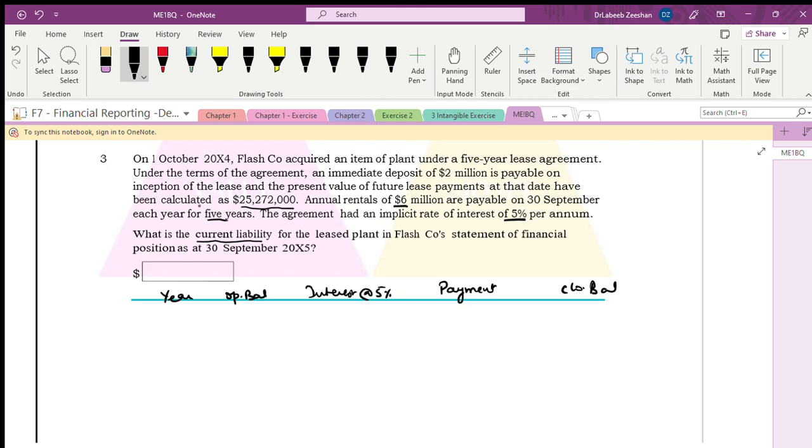This is happening on October 1st, 2004, to 30th September 2005. Okay, 30th September 2005, one year will end there. The opening balance is 2,572,000. Interest at the rate of 5%. Fine. Interest is 2,572,000 times 0.05.